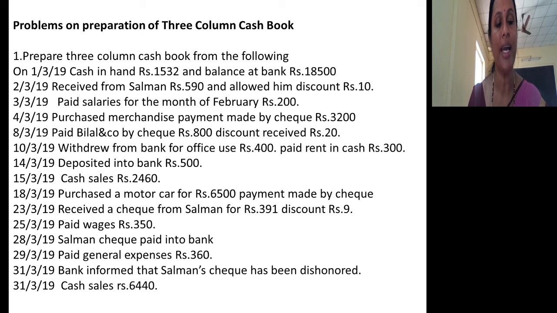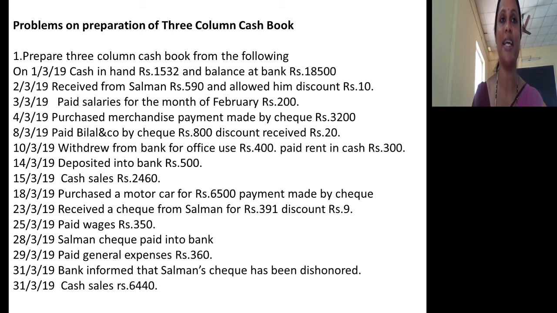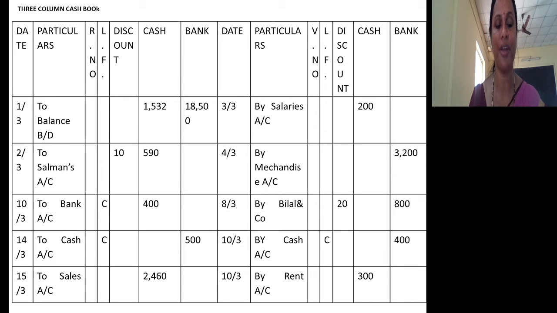So next one, cash sales rupees 2,460. Whenever there is cash sales, what's the journal entry? Cash account debtor to sales. So cash should be debited. So on the debit side, cash account debtor to sales 2,460. I recorded it in the cash column on the debit side. Reference is given to the account which gets credited in that entry.